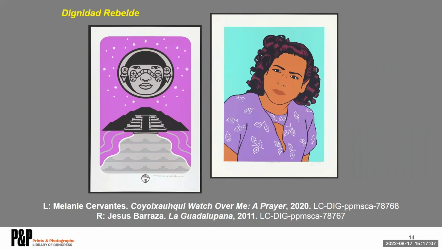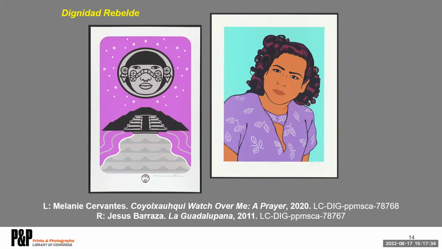Dignidad Rebelde is a graphic arts collaboration between artists Melanie Cervantes and Jesus Bharatha. Their mission centers on art being an empowering reflection of community struggles, dreams, and visions. Following principles of Chicanismo and Zapatismo, they create work that amplifies people's stories, emphasizing putting art back into the hands of the communities who inspire it. On the screen, we have two prints.